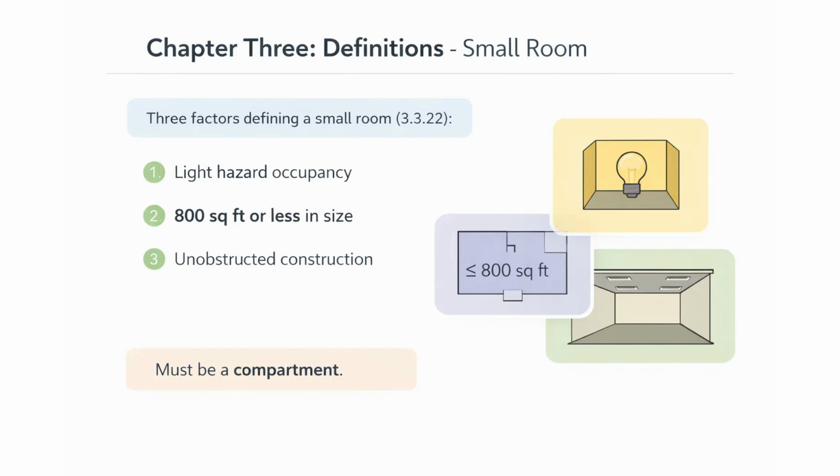Another important definition is that of a small room. According to Section 3.3.22, 3 factors must be met. It must be a light hazard occupancy, it must be 800 square feet or less, and it must have unobstructed construction. Additionally, it must be a compartment.